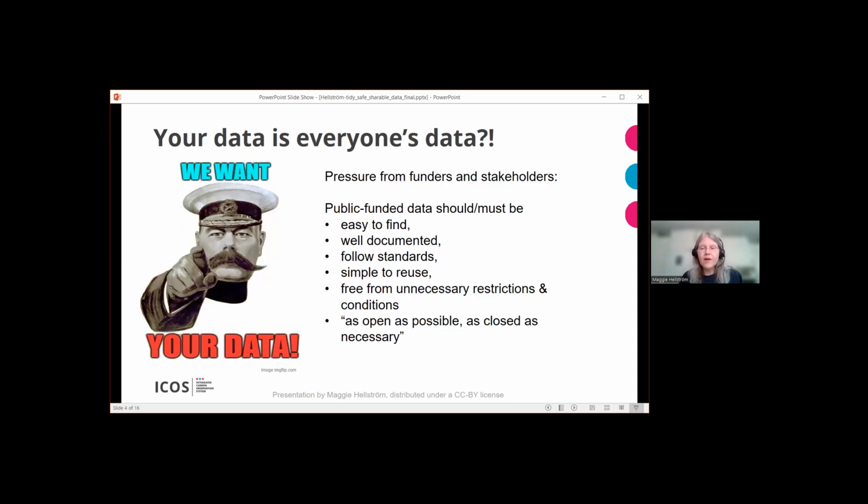So it's good that there is all this data available for you as a researcher to use. But at the same time, of course, there's an increased pressure on everyone that also your results and your data that you are creating, maybe based on other people's data, maybe observations that you have made yourself, or modeling and whatever, that all of this should be easy to find. It should be well documented. It should be following standards, so that both humans and especially these machine processes I mentioned earlier can more or less unambiguously understand what the data is, what's inside of the data, and then make use of it. So it should really be simple to reuse. And as much as possible, all the data should be free from unnecessary restrictions and conditions. So this ends up in this statement that it should be as open as possible and as closed as necessary.